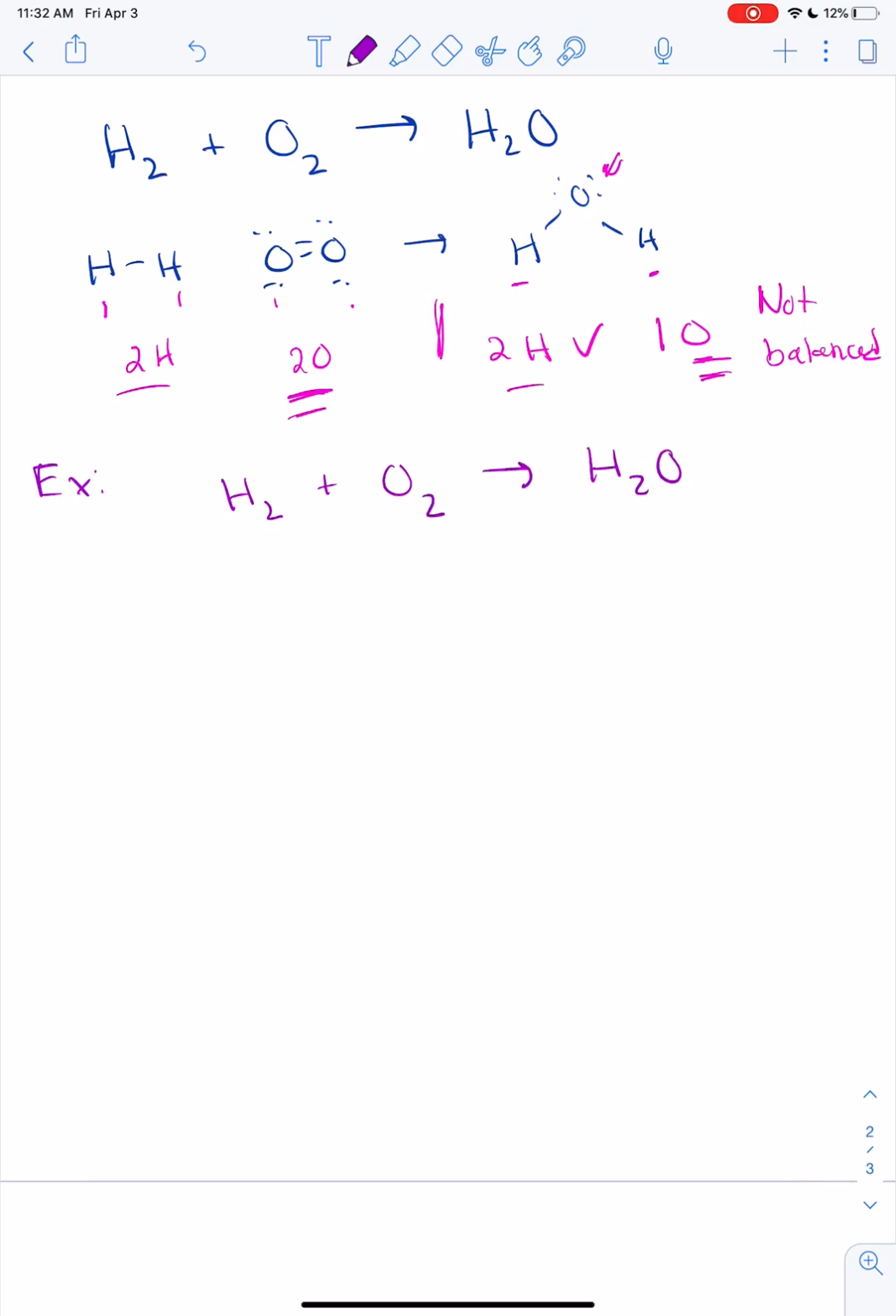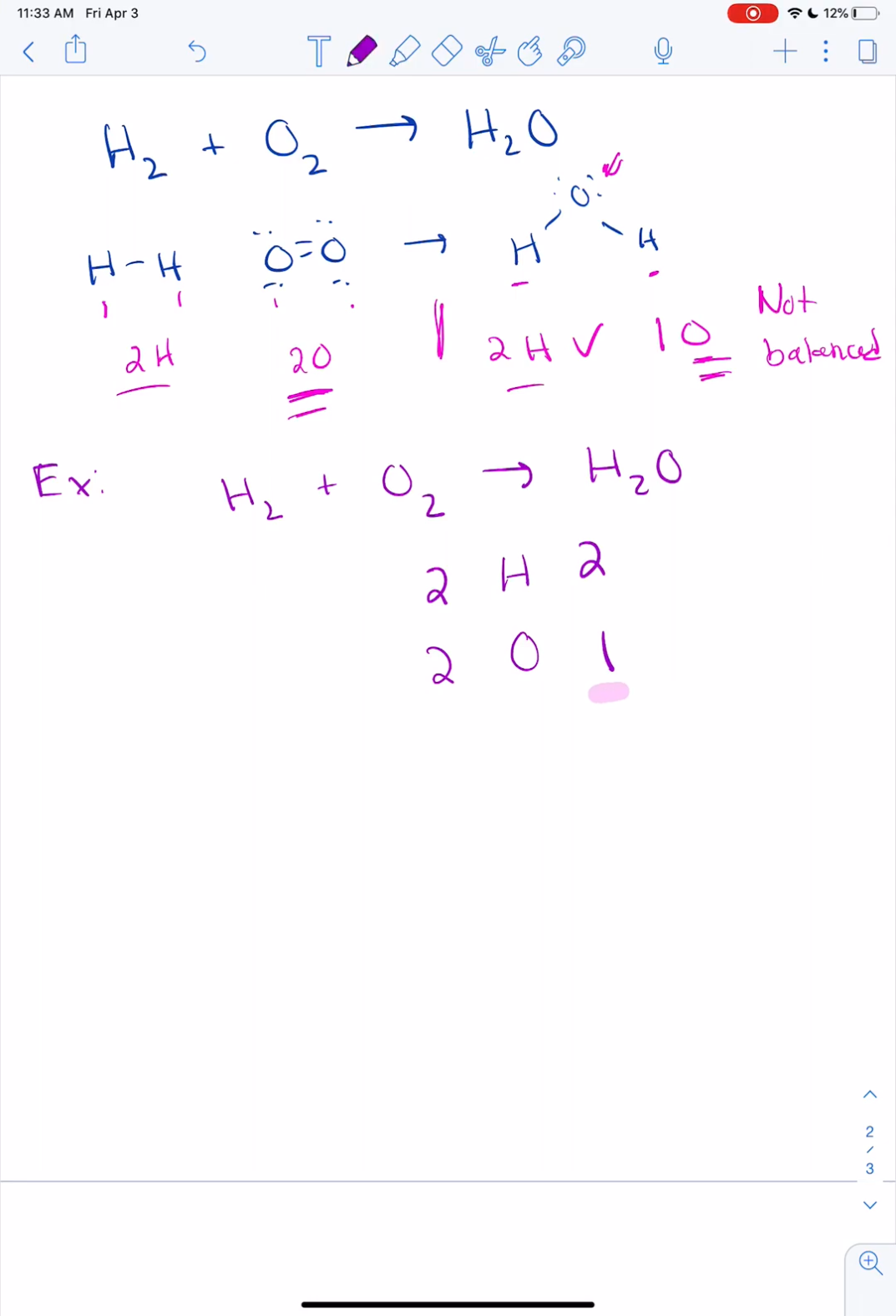I'm going to show you a little bit different from what they showed in Apex because I think this is going to be helpful. So the first thing I like to do is make the list of all of the elements that I have. So I have hydrogens and I have oxygens. And then I like to count how many I have on each side. So on the left here, I have 2 hydrogens, and on the right, I have 2 hydrogens. On the left, I have 2 oxygens, and on the right, I have 1 oxygen. And I can see here that this is not balanced, okay?